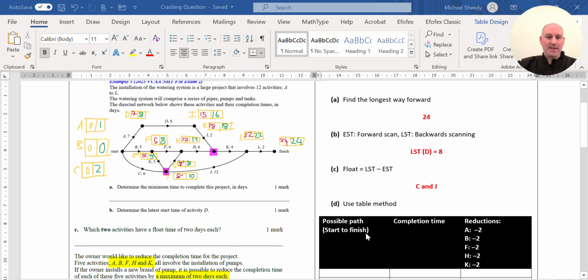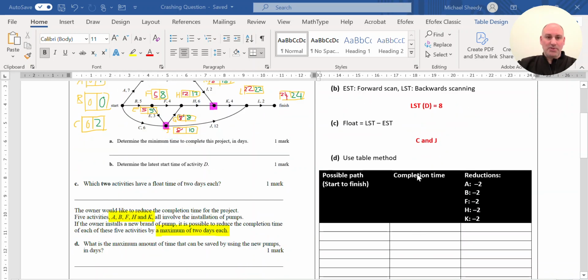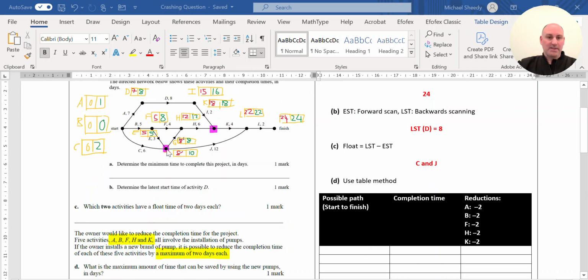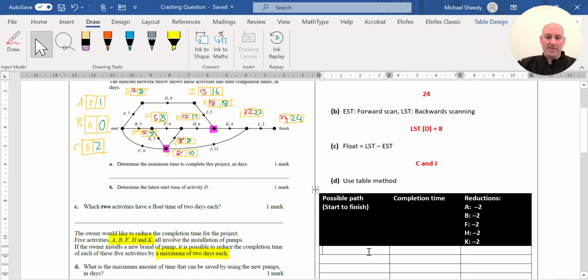Once we've done that, we will need to determine the completion time for each one of the paths that we can identify from start to finish. Once that's done, we'll then talk about the reductions column. So to start off with, we need to figure out or write down all of the paths we can see running from the starting vertex to the finishing vertex.